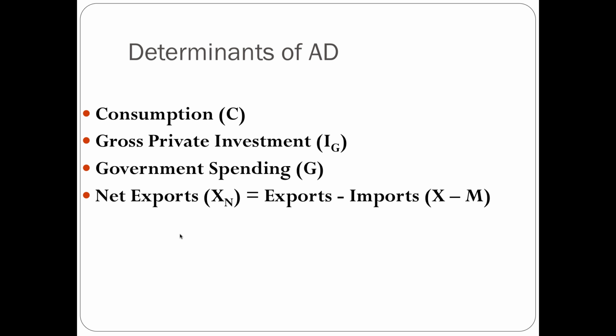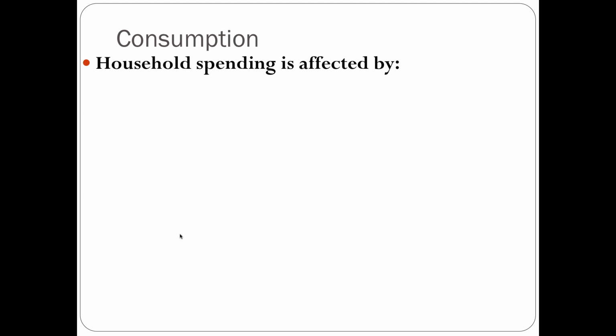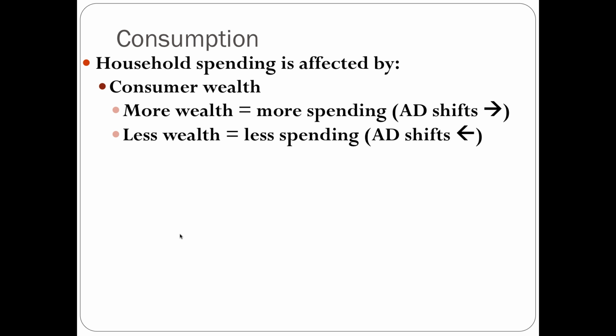Now we're going to take a look at all four of these variables and what effect they have on aggregate demand. So let's start off with consumption. Consumption is household spending, and that is affected by various things. Consumer wealth. Okay, more wealth means more spending, aggregate demand shifts to the right. Less wealth means less spending, aggregate demand shifts to the left.